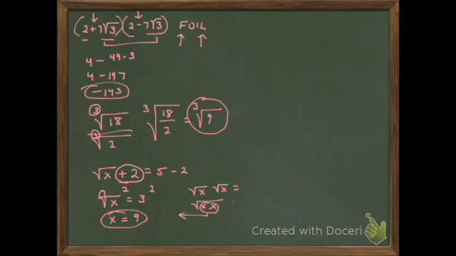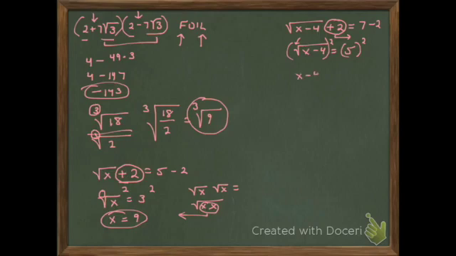Let's practice another one together. If I had the square root of x minus 4 plus 2 equals 7, isolate the radical by subtracting 2. Square both sides. Again, when you square a radical, square root, with a 2 here, or nothing, which means a 2, you get x minus 4 equals 5 squared, or 25. Add, and you're going to get x equals 29.